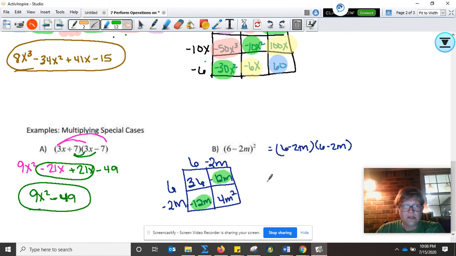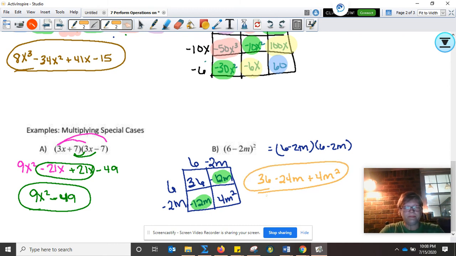So my final answer is going to be, oops, not that. 36. Okay, let's try this again. Okay, 36 minus 24m plus 4m squared. All right, and that's all for this section. Thank you very much.